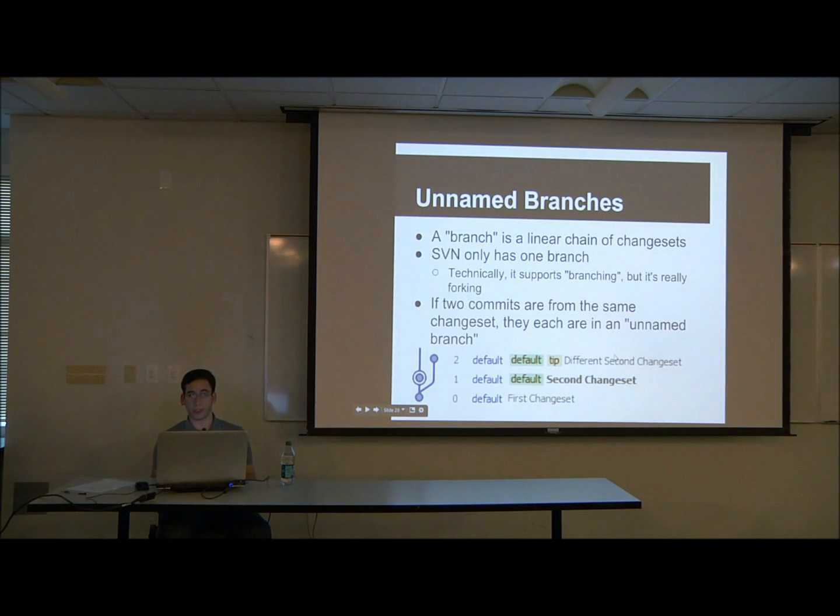But this also means that if someone is working at the same time as you, and then they commit or push to the server, and when you pull that, you're going to see, because they started working from an earlier commit than you did, or from the same commit you did, you're going to have these 2 unnamed branches.